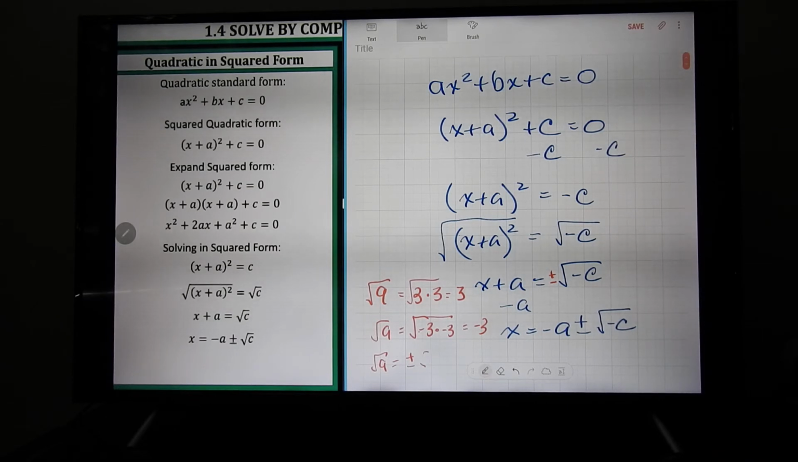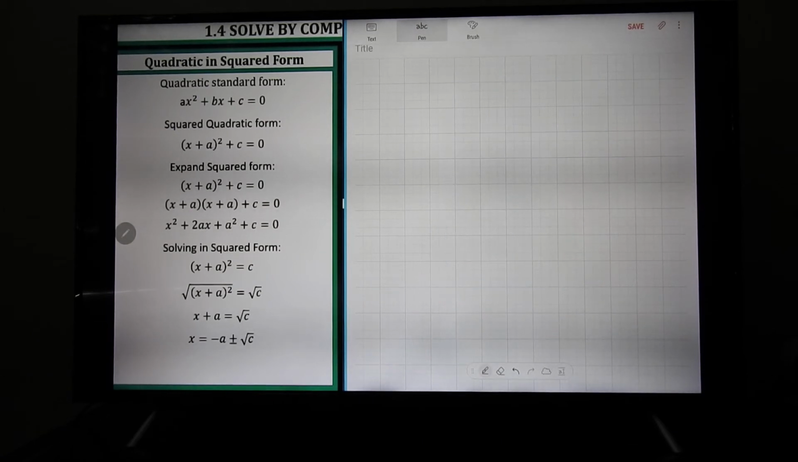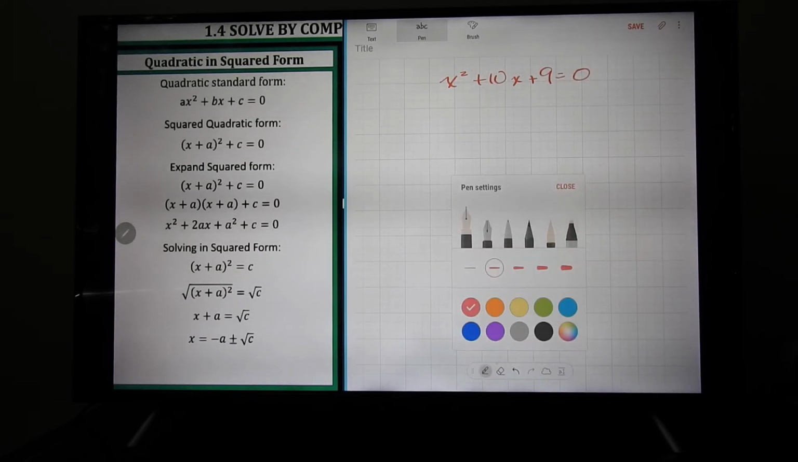Okay, let's do a problem. Notice that in your assignment you must turn in a worked out problem. I know you can use your technology to answer the questions in the problem, but you must work out a problem. So the problem that we're going to work out here is x squared plus 10x plus 9 equals 0, and we're going to change this into the format of a squared quadratic form.